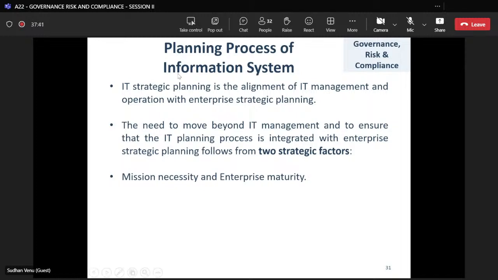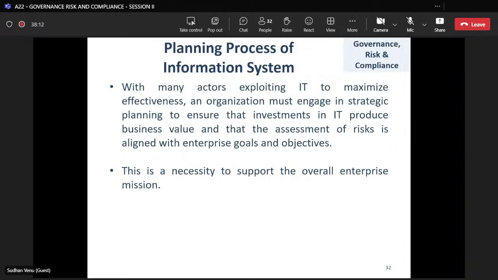Next is the planning process of information systems. There are two strategy factors we are mentioning. Strategy planning is the alignment of IT management, operation, and the enterprise strategy planning. They need to move beyond IT management and ensure that the IT planning process is integrated with the enterprise strategy planning, followed by two strategic factors: mission necessity and enterprise maturity. And these are the planning processes of the information system, with many factors, on the information system side.